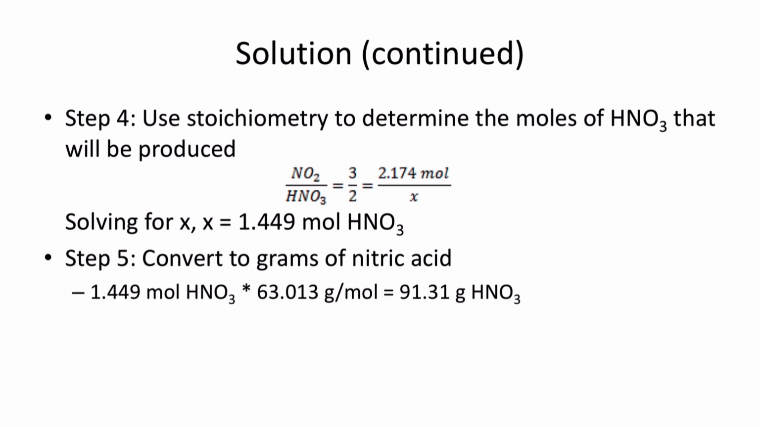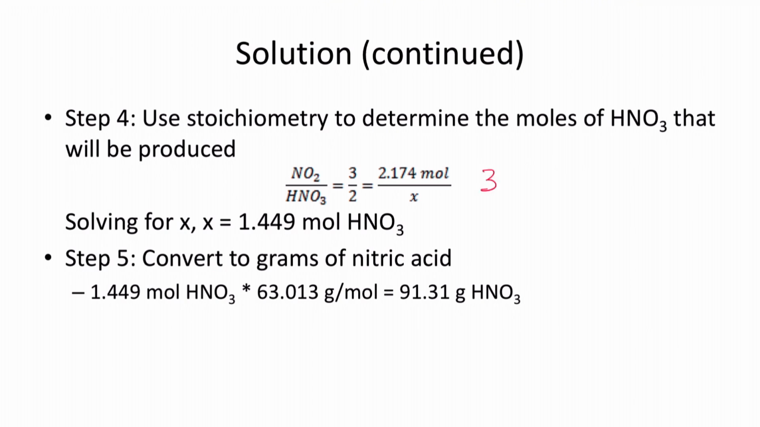Since I actually have 2.174 moles of NO2, I can say that I have X moles of HNO3 and solve for X. So the way to do that is just cross multiply. So I have 3X is equal to 2 times 2.174. If I solve this for X, X is about 1.449 moles. That means that I can hope to make about 1.449 moles of nitric acid.